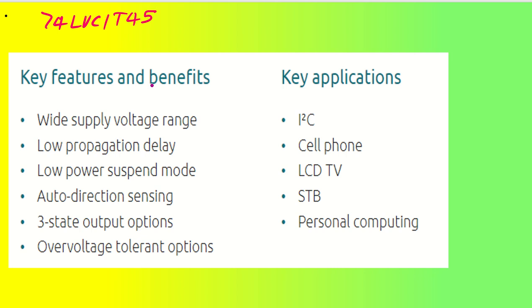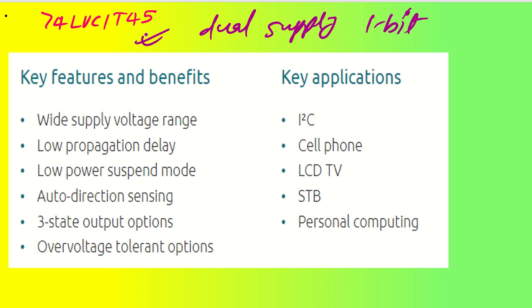Let us take one IC from Nexperia, the 74LVC1T45. The 74LVC1T45 is a dual supply, 1 bit voltage translator. Dual supply means one supply will be on this side, let's say VCCA, and another supply on this side, which is VCCB. Either you can utilize this as input and this as output, or this can be input and this can be output. So it can be bidirectional or unidirectional.